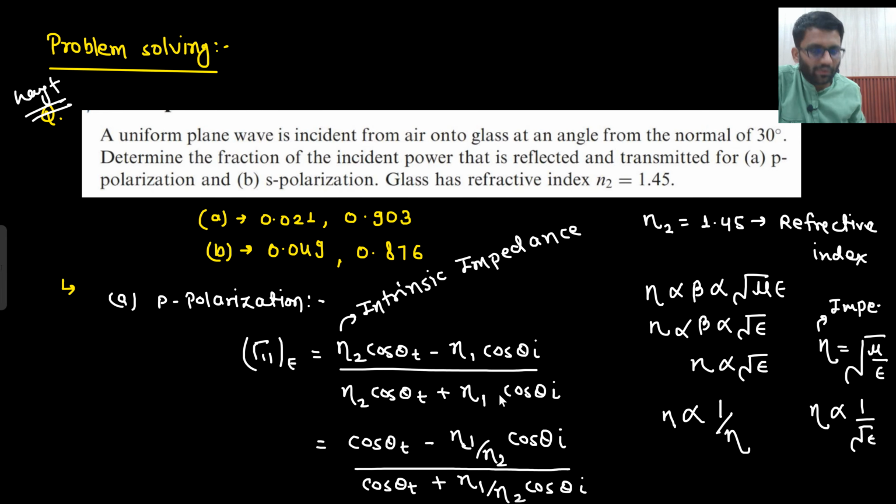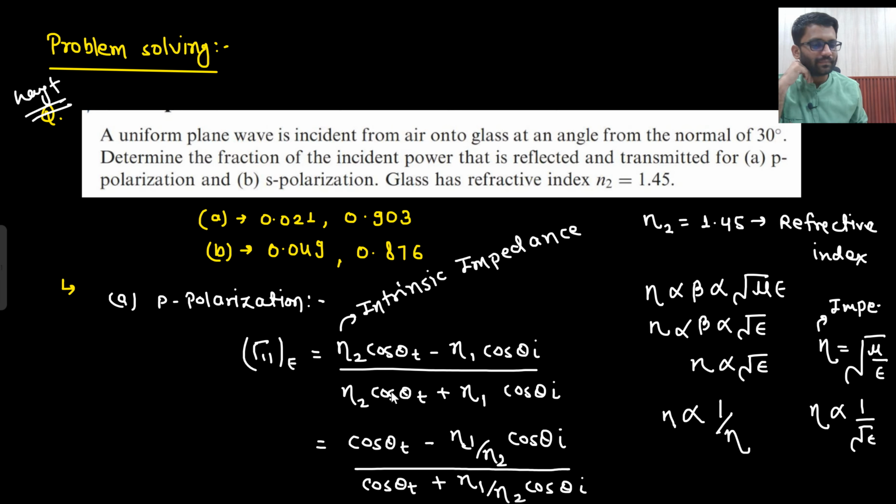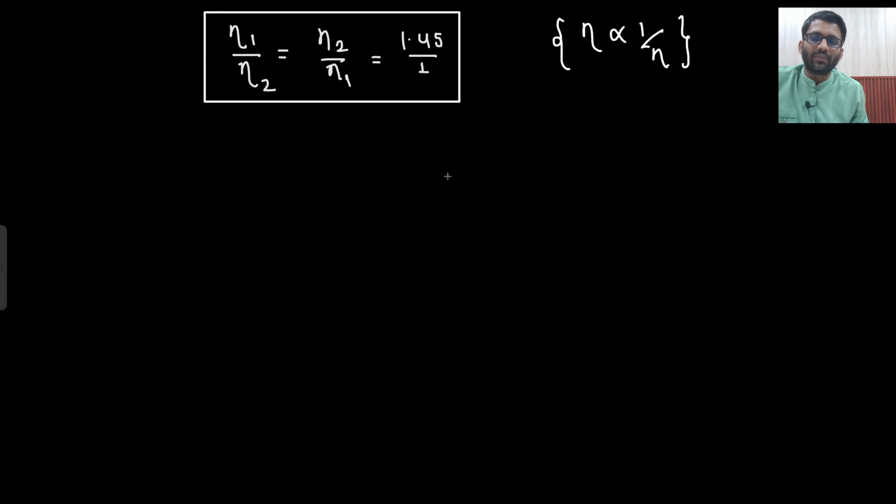So what will be the ratio of η1 by η2? That would be equal to n2 by n1. η1 by η2 would be equal to n2 by n1. And n2 I know, n1 I know. So there you go. Now what else do I know? Now θi I know. So this is what I have got now, that η1 by η2 is 1.45. Along with that I know θi. θi is 30 degrees.